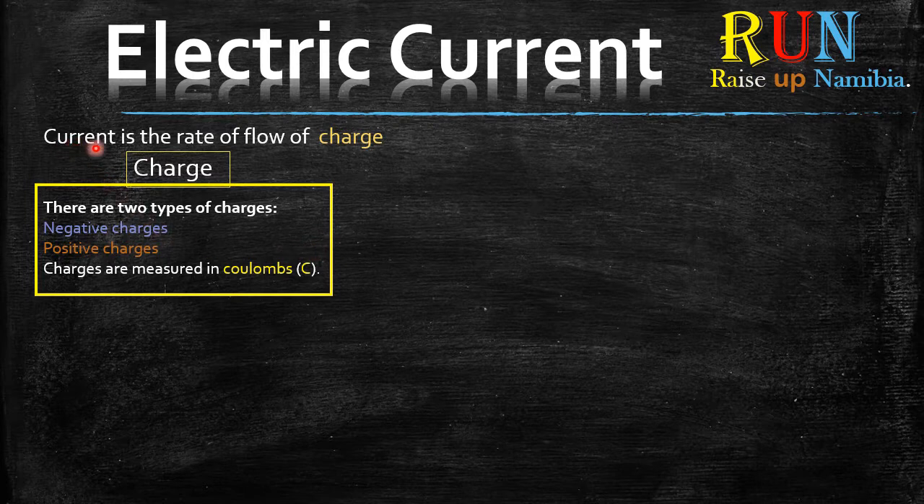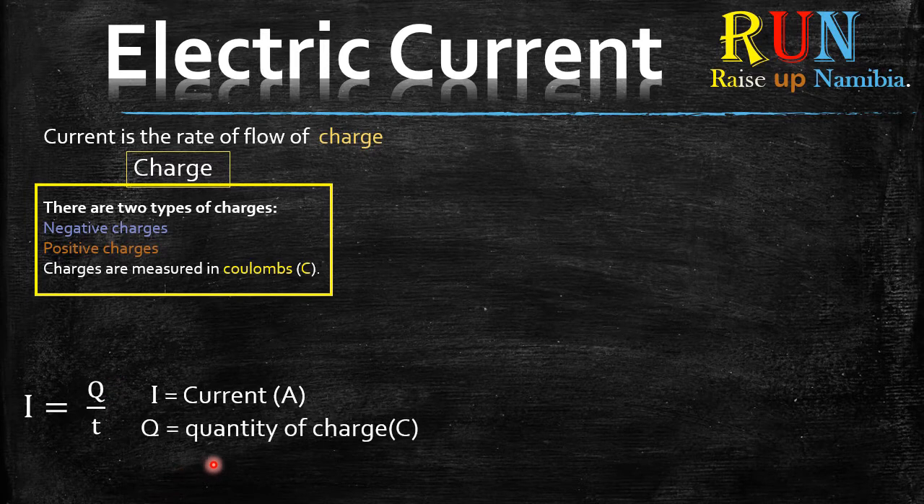Now back to current. What formula do we use to calculate current? We use this formula, where the capital letter I stands for current, which is measured in amperes. Then we have Q, which stands for the quantity of charge, measured in coulombs. Some books write the amount of charge, but it's basically the same thing, okay? Then we have T, which stands for time, measured in seconds, okay?